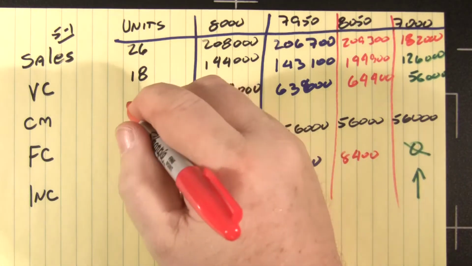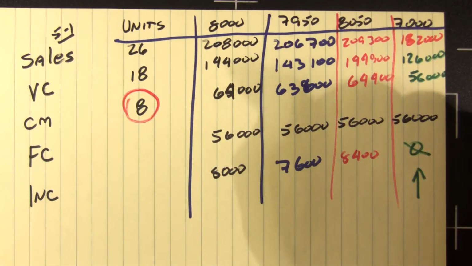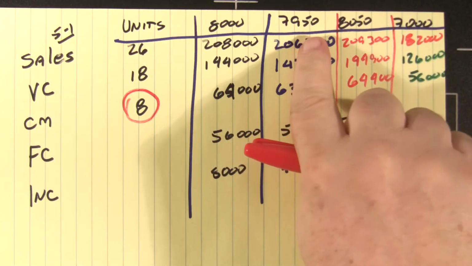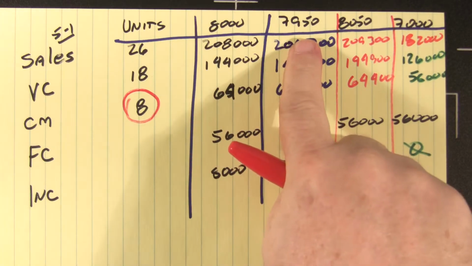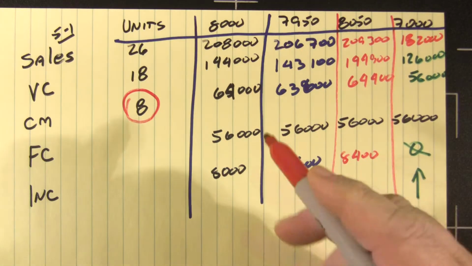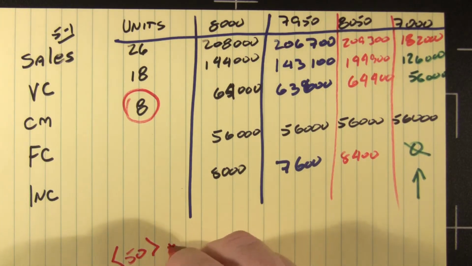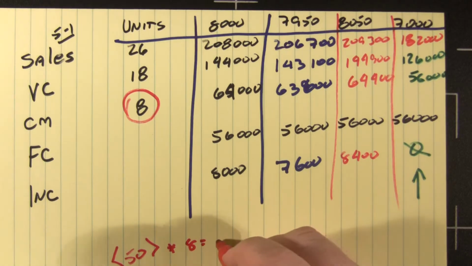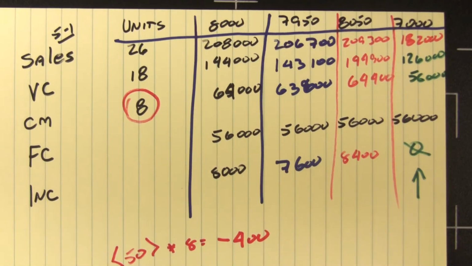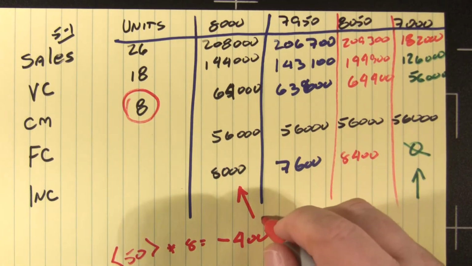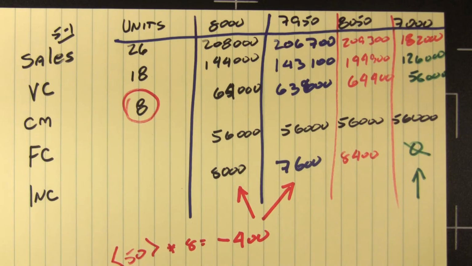I want to focus your attention on the contribution margin and the change in units. Nothing else. Here we went down 50 units. Negative 50 times 8, minus 400. What happens if you take 400 away from 8,000? 7,600. It works in the other direction as well.